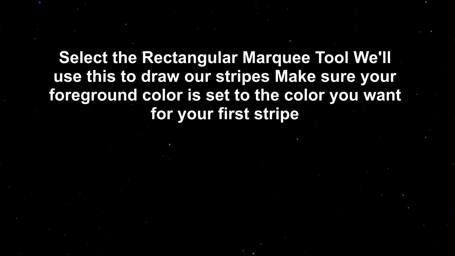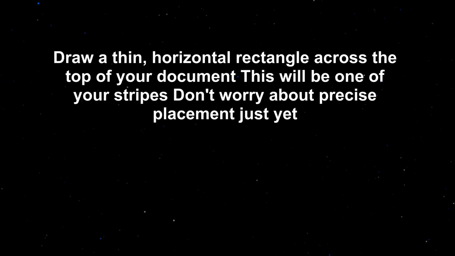Select the rectangular marquee tool. We'll use this to draw our stripes. Make sure your foreground color is set to the color you want for your first stripe. Draw a thin, horizontal rectangle across the top of your document. This will be one of your stripes. Don't worry about precise placement just yet.